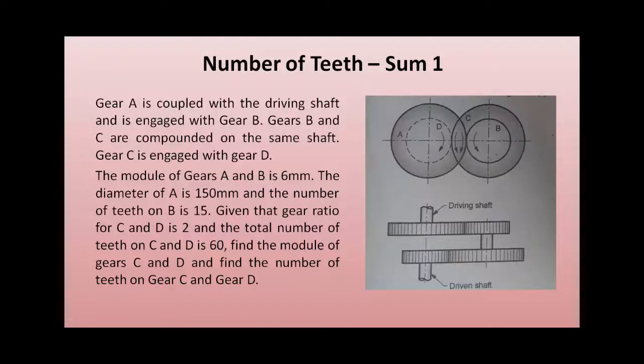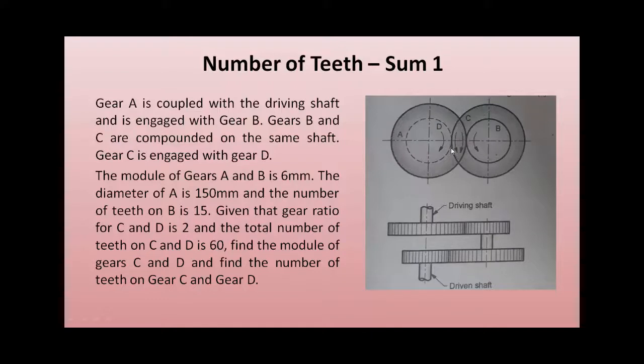So in the first sum that we will be seeing, we will be just finding the number of teeth on each and every gear. In the exam, when you get a question, there will be at least one gear whose number of teeth will be missing. And without the number of teeth on all the gears, you cannot solve the question. So we must first learn how to find the number of teeth on all the gears.